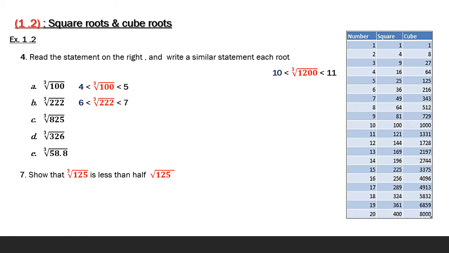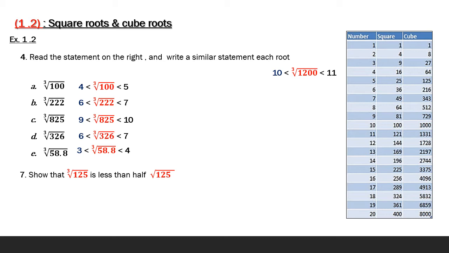The cube root of 222 is supposed to be in between 216 for 6 and 343. So the cube root of 825 is bigger than 9 and less than 10. The cube root of 326 is bigger than 6 and less than 7. And the cube root of 58.8 is supposed to be in between 27 and 64, more than 3 and less than 4.